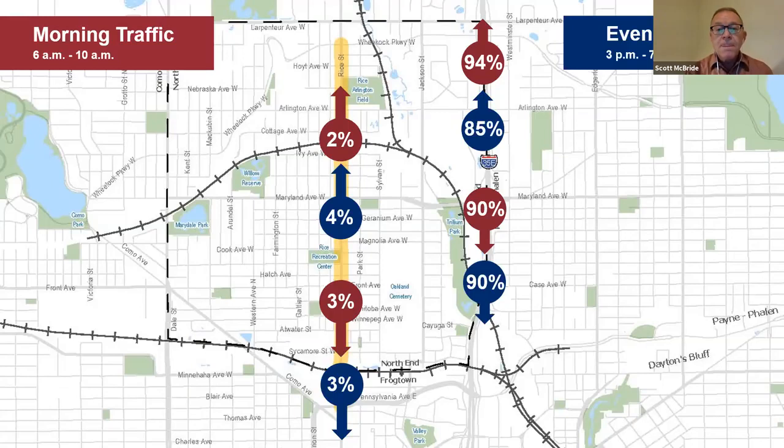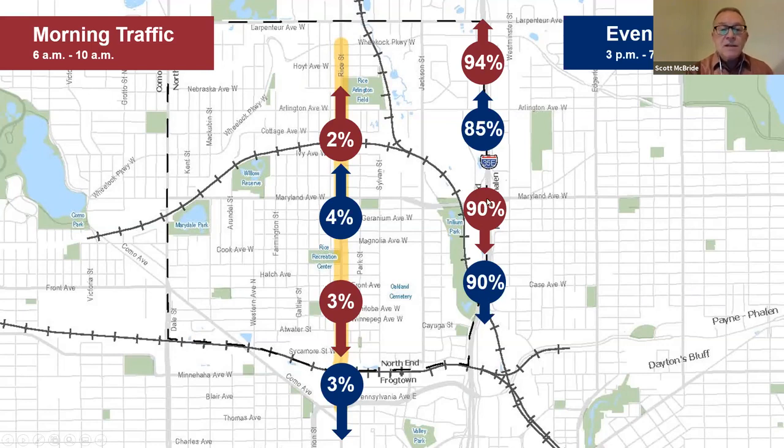We cut a fence line there and we really looked at some extensive data about how people are traveling through this corridor. And to get you oriented on here, the red maroon is morning traffic, and the blue is evening traffic. So first I'll just look at the morning rush hour. In the southbound direction at the bottom, you'll see that 90% of the traffic really stayed on 35E in the morning rush hour heading south.